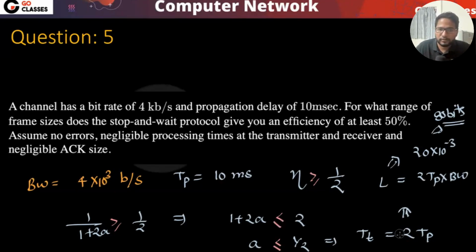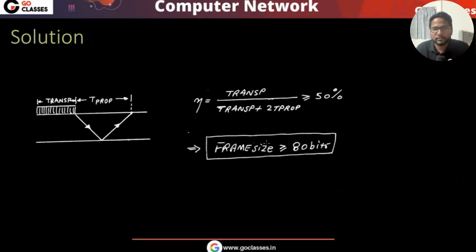Anyway, you can work with this, right? I think again, this will be greater than or equal to because I'm using that. So the length of the frame should be greater than or equal to 80 bits. Yeah, so the frame size is greater than or equal to 80 bits. Right? This is the transmission delay.